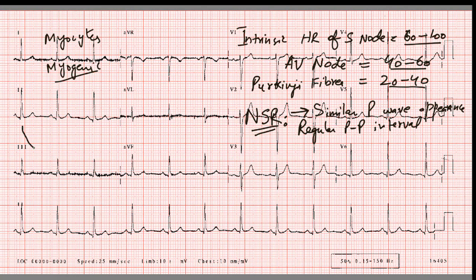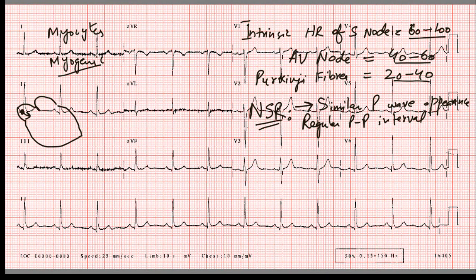Here let me quickly draw the conduction system of the heart. We already know that the P wave represents atrial depolarization, and since the atria receive electrical impulses only and only from the SA node, only one pacemaker, that's why all the P waves should have a similar appearance. And since the impulses are coming down to the atria at regular intervals, that's why the P waves should be occurring at regular intervals too.